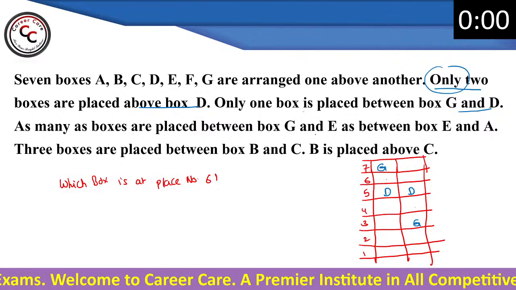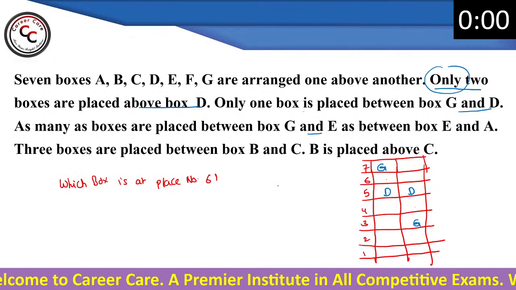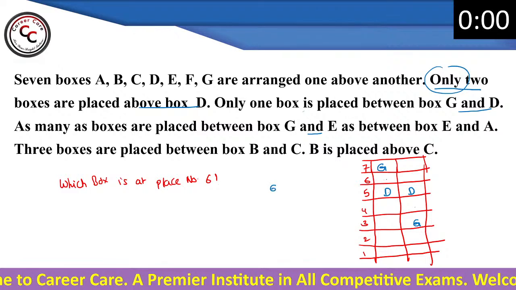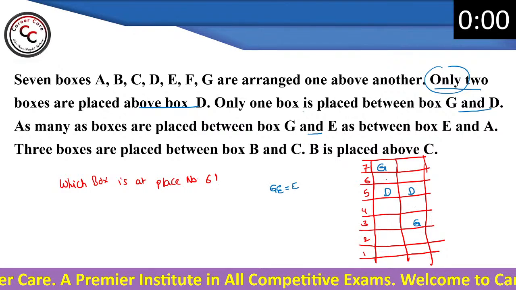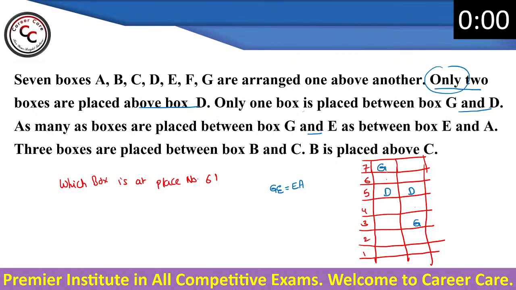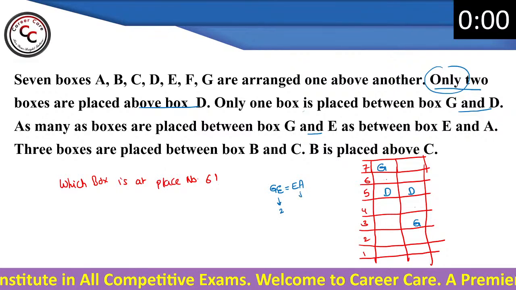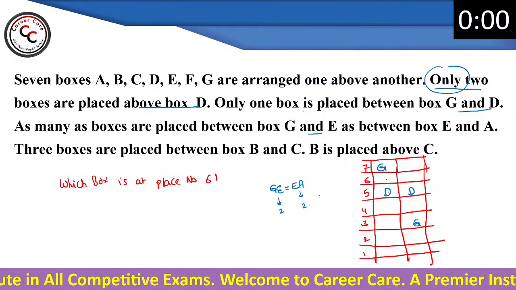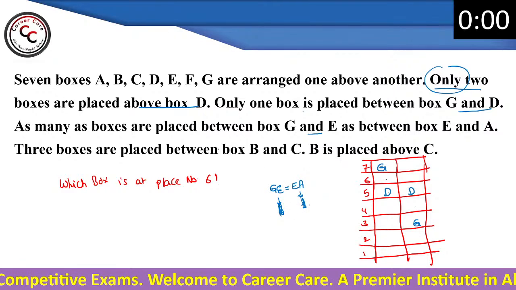As many boxes are placed between G and E as between E and A. So indirectly what he is telling is that the number of boxes between G and E is equal to the number between E and A. So as you can see, for example, if between G and E there are 2 boxes, that means between E and A there should be 2 boxes like that. Not necessary to be 2, it can be anything.